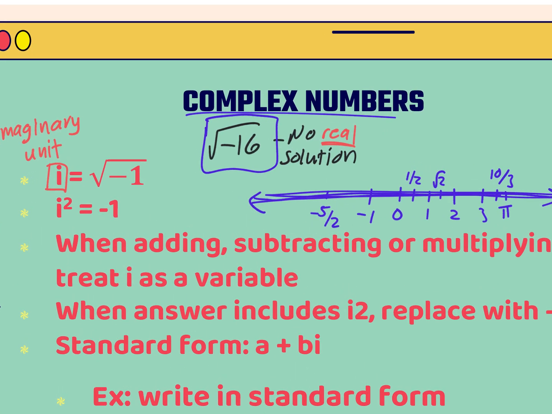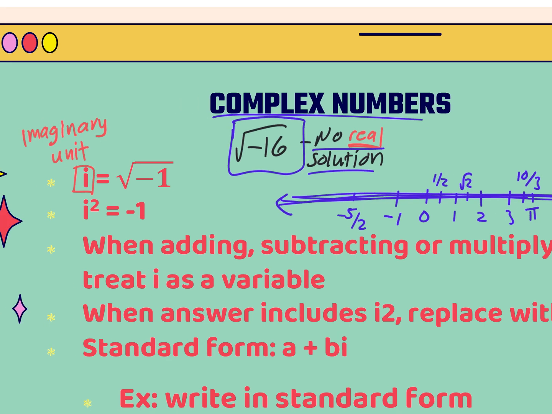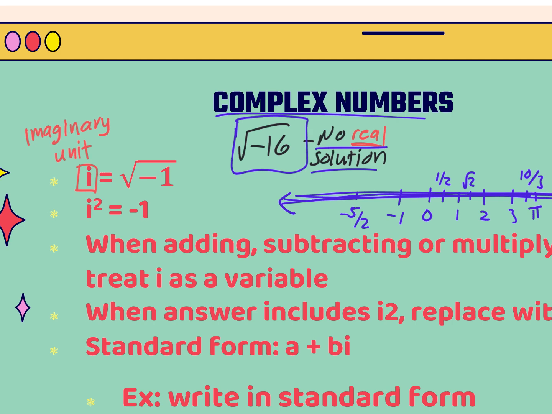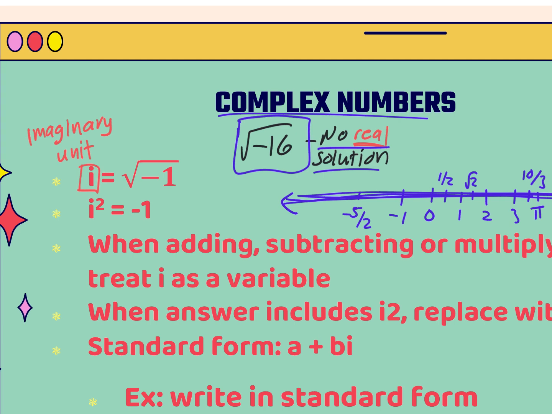So we're done with no real solution. After this lesson, you're going to learn that there are non-real solutions, which are complex solutions, or imaginary solutions. And you might also be able to recognize that the square root of -16 is not the same as the square root of -25 or something like that. They're both no real solution, but they're not the same kind of no real solution.